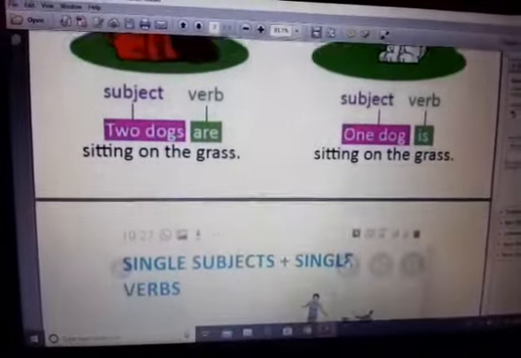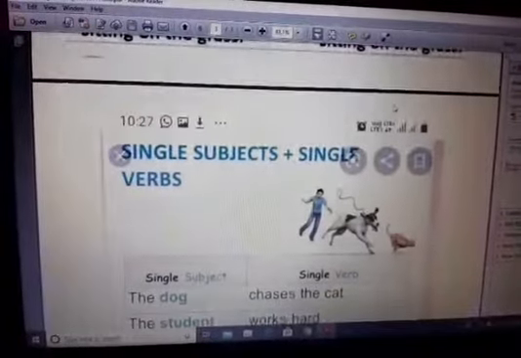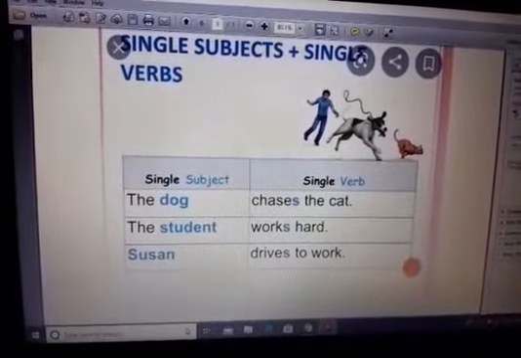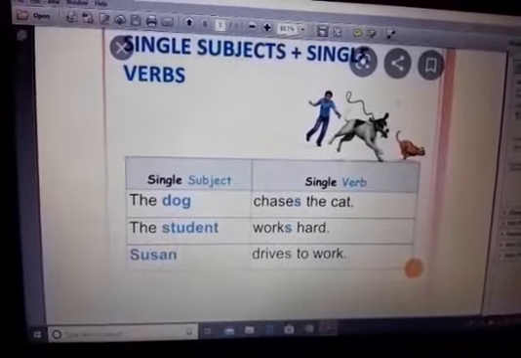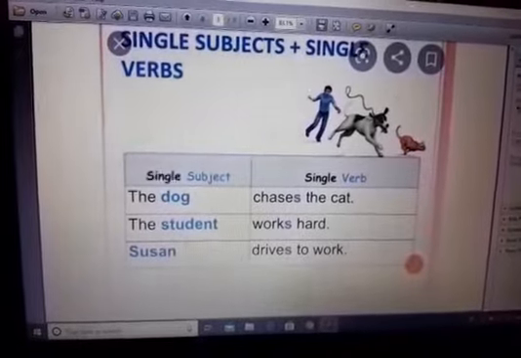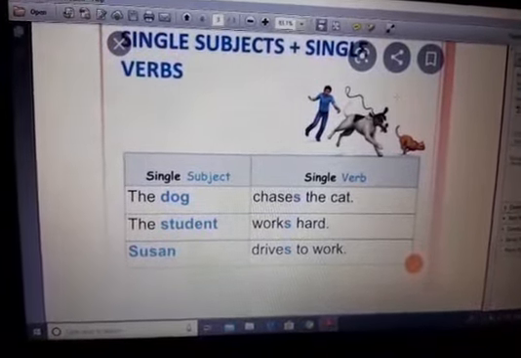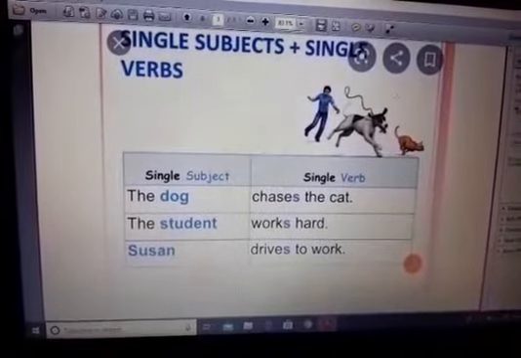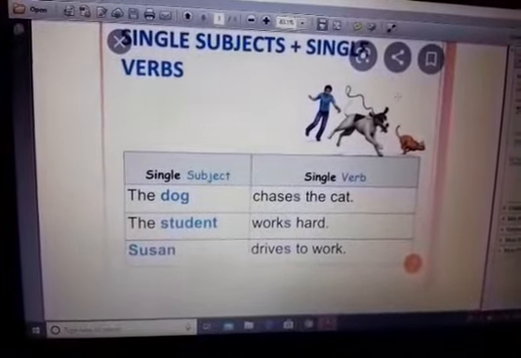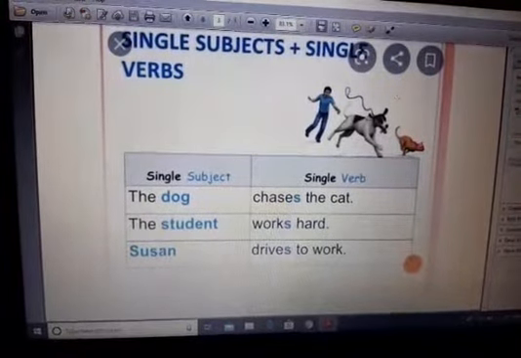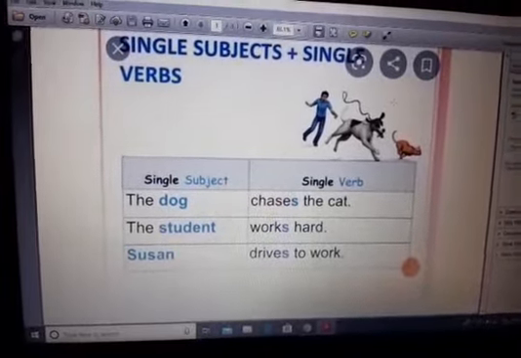Let's move on to some more examples given here. Like the same theme, single subject will have single verb. Like the dog chases the cat. The student works hard. Susan drives to work. Like the subjects are singular here, so the verb forms have been changed by putting it into s.